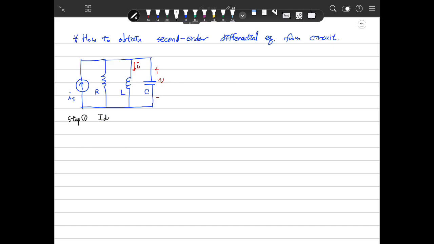First, step 1: identify variables x1 and x2. Generally, when you define these unknown variables, you should choose the current of the inductor or the voltage of the capacitor. So here we define I here and V like that.